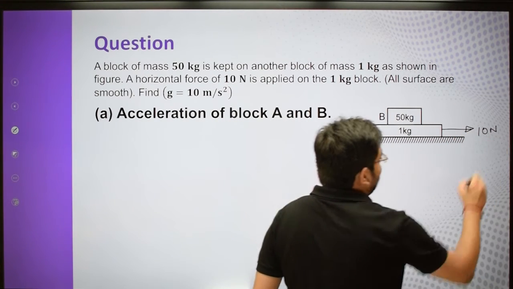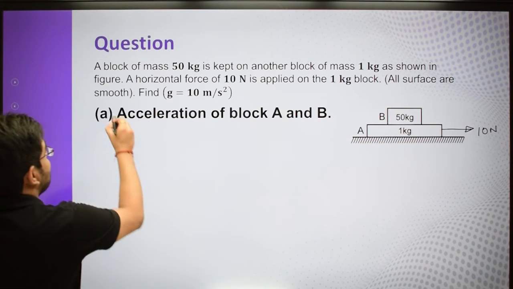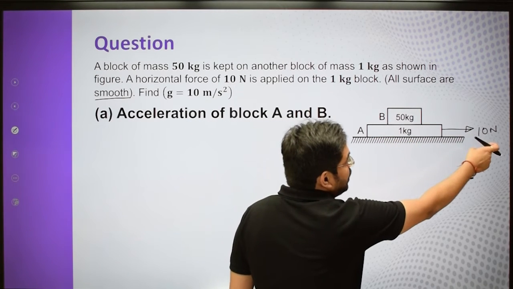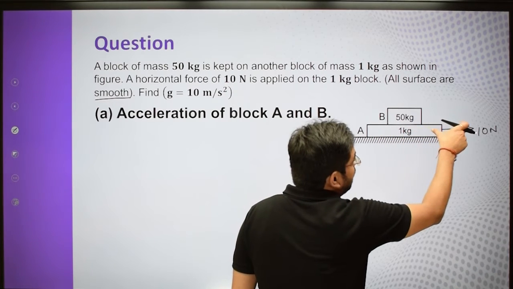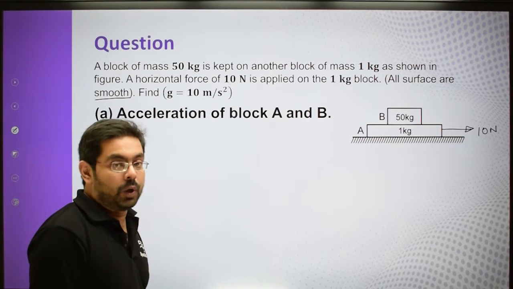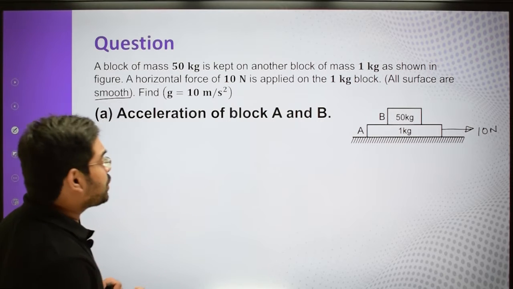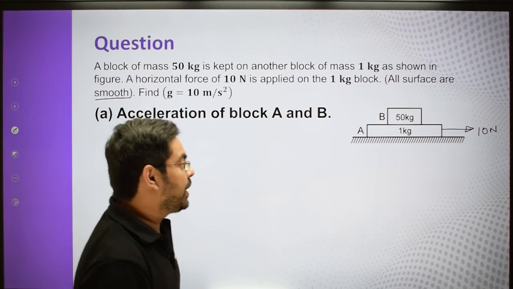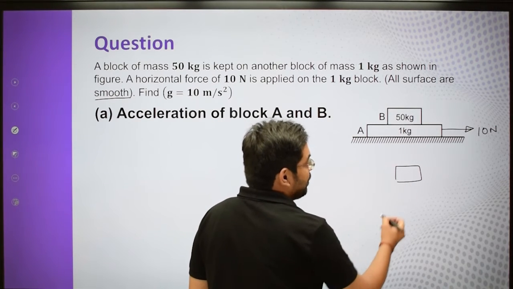10 Newton force is applied on the lower block. What will happen? Since it is given that all the surfaces are smooth, when A has a force of 10 Newton in the horizontal direction, this block will slide below the block B and B will stay here, because no horizontal force will come on block B because friction is absent here. So first of all, we should draw the free body diagram and then write the equations related to these blocks. Chalo, suppose I start drawing the free body diagram of block B.